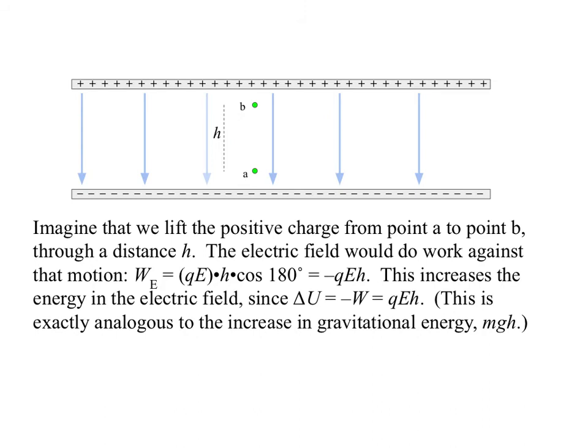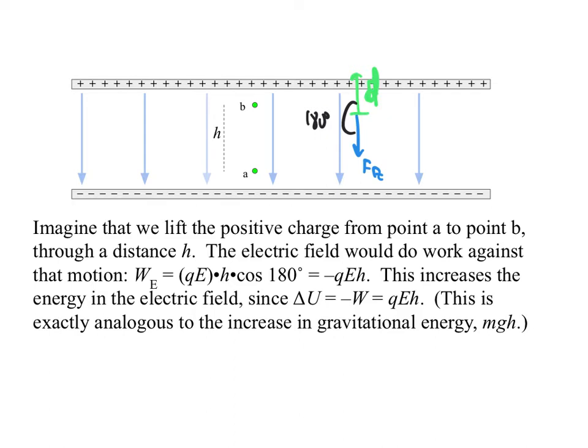Now imagine that we lift that positive charge from point A to point B through a distance h. So from here to here, across a distance h. The electric field would do work against that motion, because after all, the electric force would point this way for a path that's pointing that way. And the work would be QE, the electric force, times the distance, times cosine of the angle between them, and of course the angle between these things is 180 degrees. Cosine of that is -1.